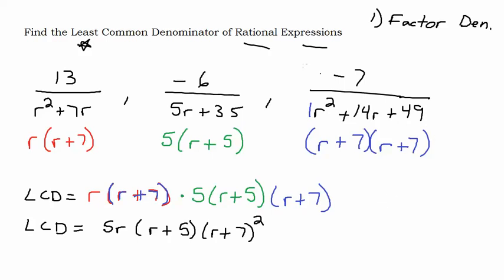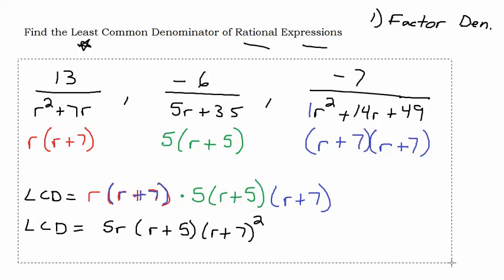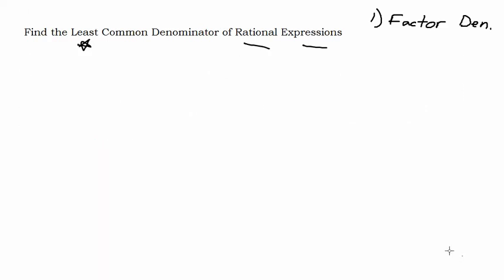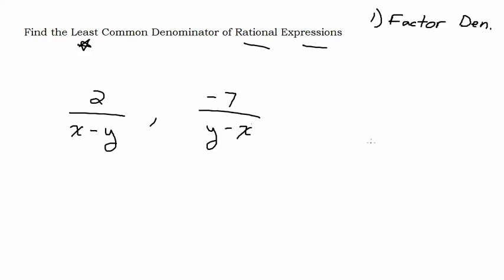All right, let's try 2 more. This next one is a short one, but it has kind of a trick in it that I want to show you in case you see it. It's really a simple problem if you know what to do, but if you don't know what to do, it can be really confusing. So let's say you have 2 over x minus y and negative 7 over y minus x. So these denominators cannot be factored.